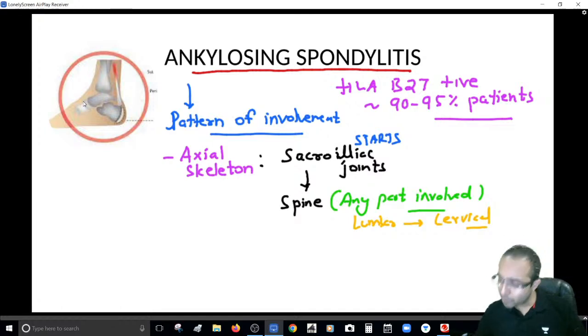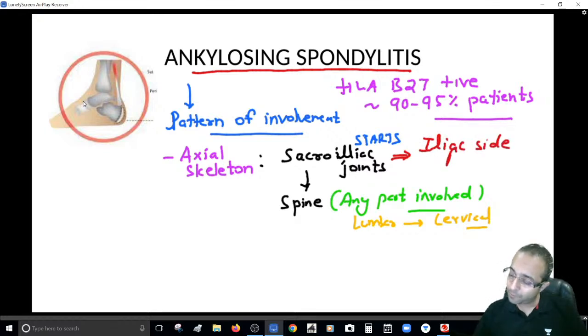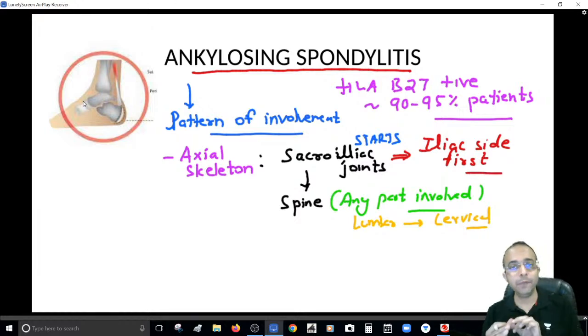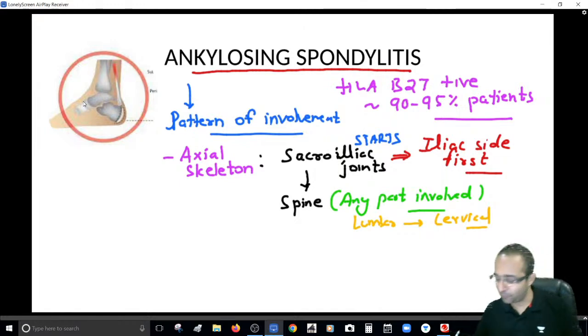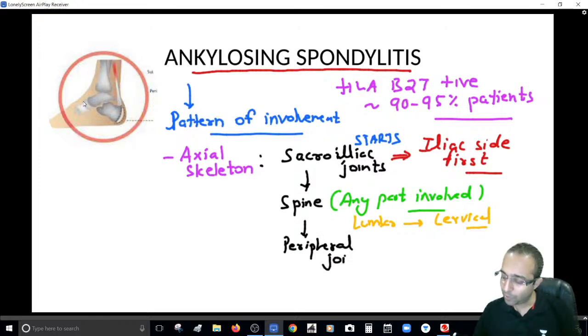And even at the sacroiliac joints, let me tell you, it is the iliac side where the erosions come first. So it is in the ilium where the disease first starts, and then goes on to involve the spine and the peripheral joints. From the spine, even the peripheral joints can be involved, because that is how a spondyloarthropathy classically presents. The peripheral joint involvement is seen in almost 1/3 of cases.